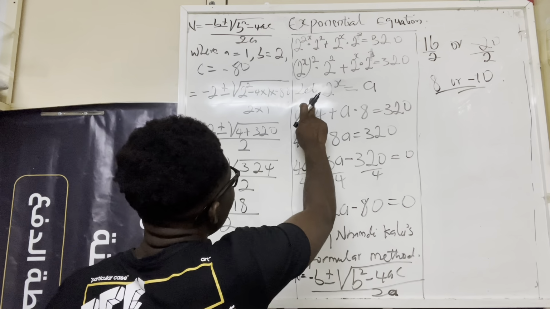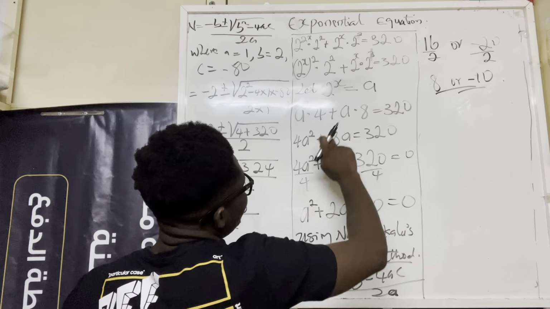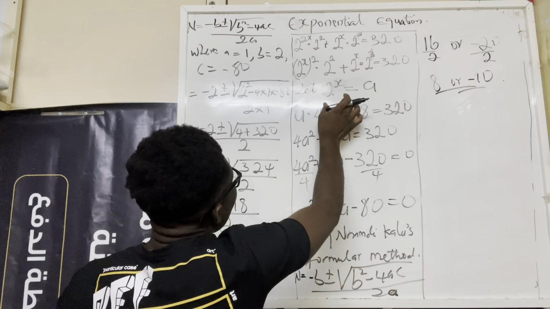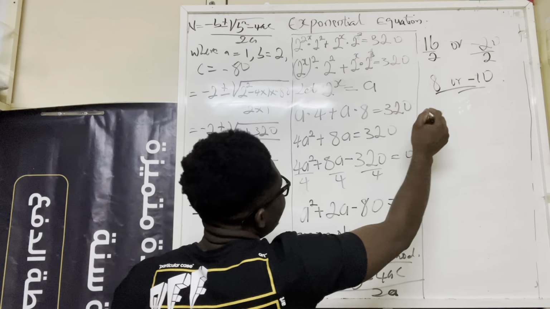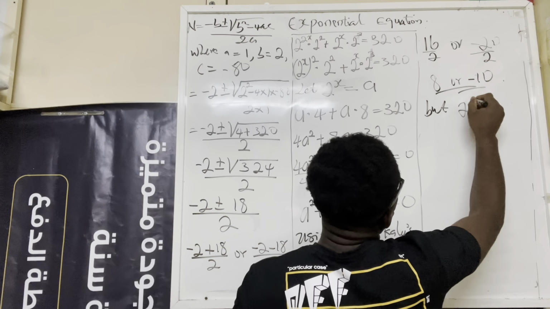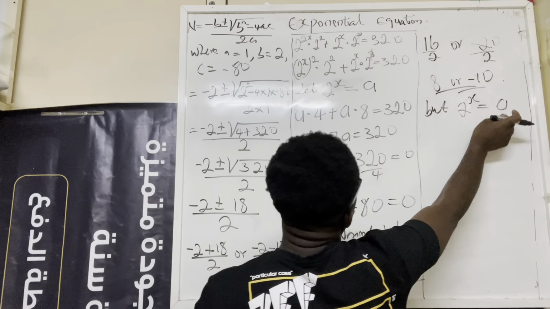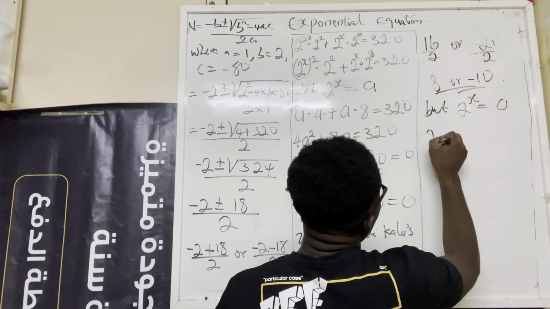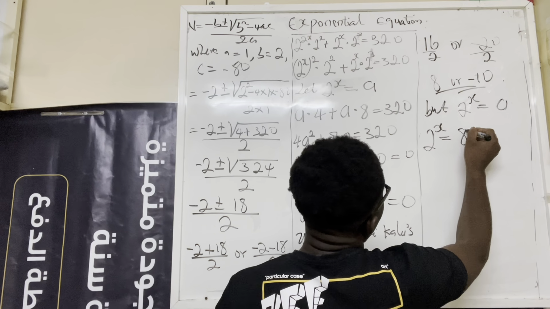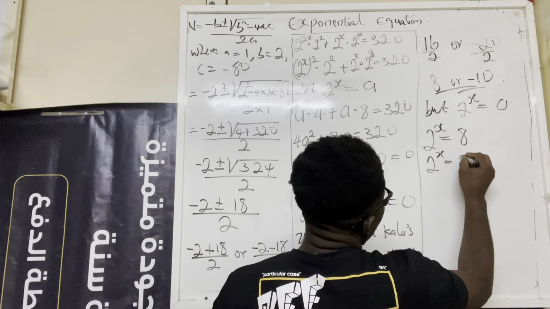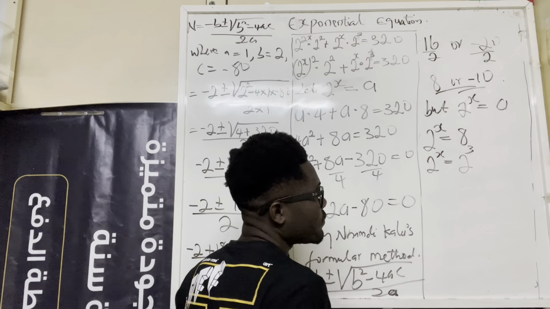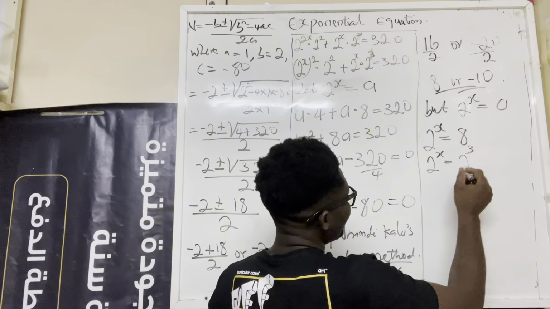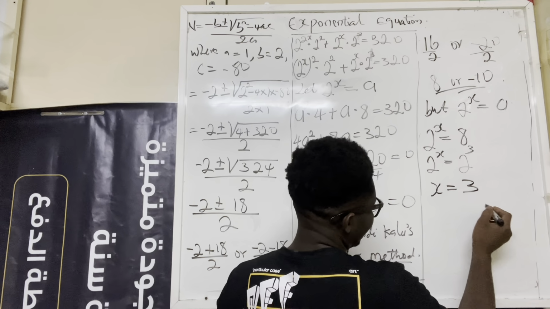But here, we said let 2 raised to the power of x be equal to A. Since I've gotten A as 8 or minus 10, we are going to substitute this in place of A. We say 2 raised to the power of x is equal to A, and the value of A is 8 or minus 10. So when A is equal to 8, 2 raised to the power of x is equal to 8. So 2 raised to the power of x is equal to 2 raised to the power of 3, which is the same thing as 8. Because the two bases are the same, we bring down the powers. Our x is equal to 3.